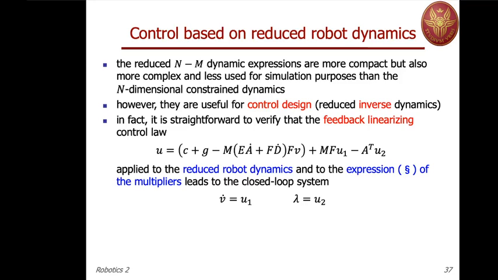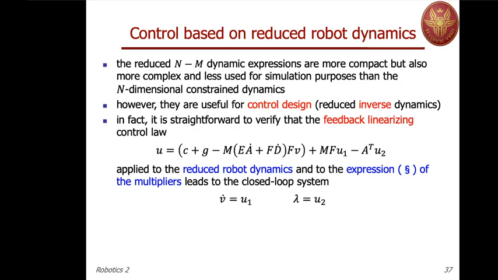So if you design your control law, it's a feedback linearization control law that takes into account now also the forces arising at the contact. If you substitute this into those expressions, you immediately realize that you end up with v dot equal u1, so u1 is an additional command on the linearized and decoupled system, and lambda equal u2. There's no dynamics here, it's an algebraic identity, but u2 will be the new command through which you impose forces at the contact.